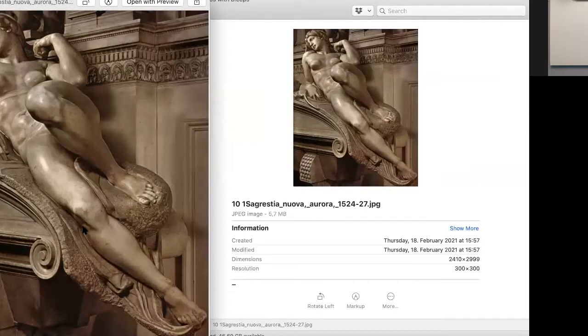This is one of the most infamous works of Michelangelo. This is the Dawn and Night. It's the tomb of Lorenzo de' Medici.